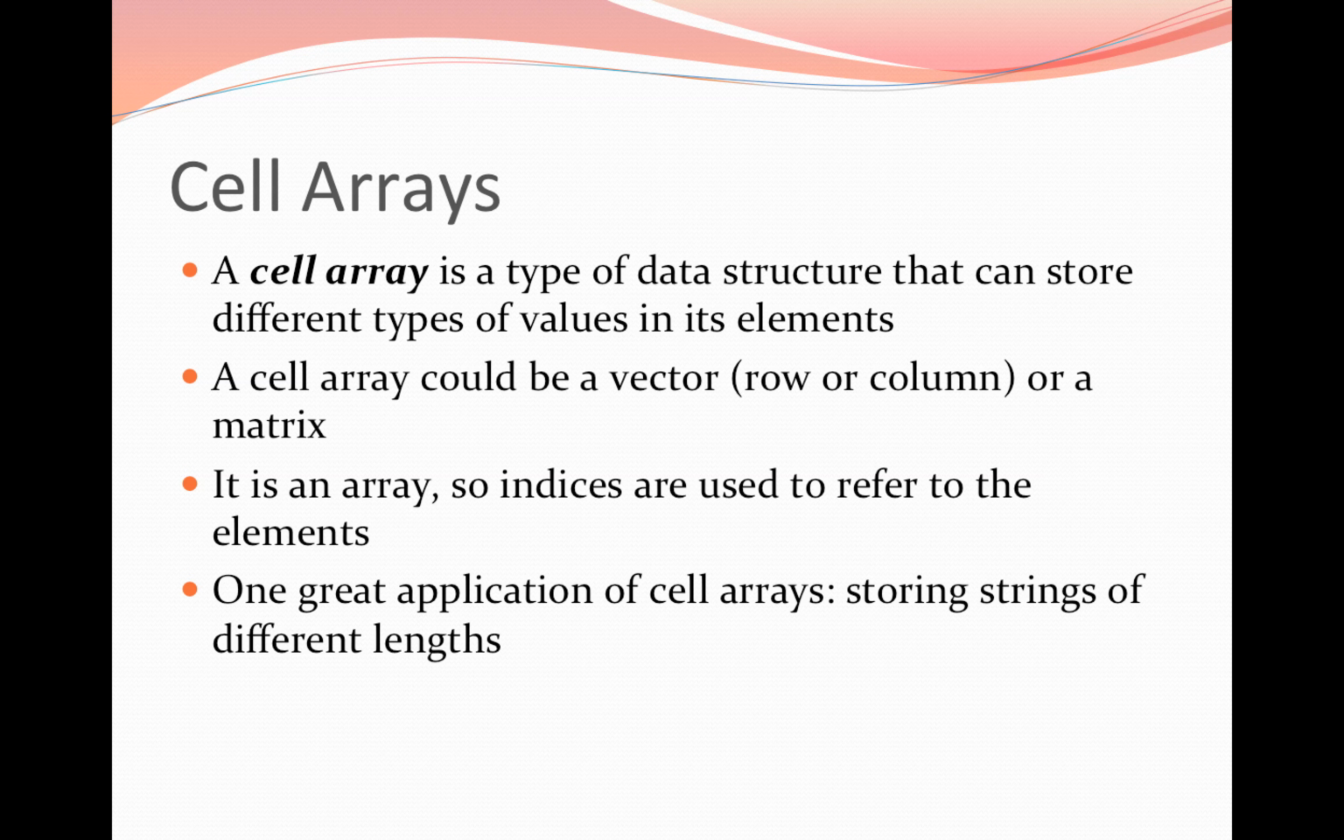A cell array is a different type of data structure that can store different types of values in its elements. A cell array could be a vector, either a row vector or a column vector, or it could be a matrix. It is an array, so what that means is that indices are used to refer to the elements in the vector or the matrix. One of the best applications of a cell array is to store strings that have different lengths. Since the elements can store different types of values, the elements can store strings of different lengths.